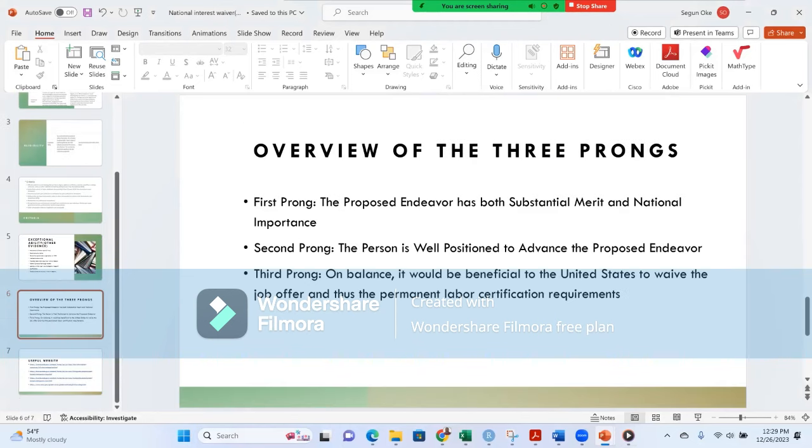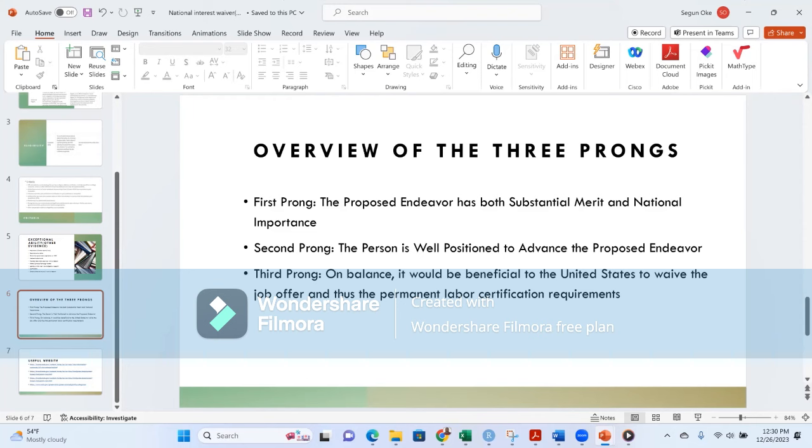So now, overview. There are three prongs that we need to discuss. I'll just give us the overview. These are the three things they look into in our petition, in our application. The first prong says the proposed endeavor has both substantial merit and national importance. That is, you must be able to tell us in your document that your proposed endeavor has substantial merit.